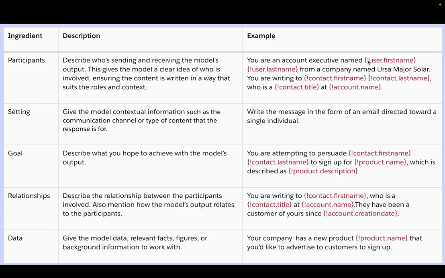Here we are using the user and contact details from the CRM data. So this way we are grounding our prompt with the CRM data, making it more reusable and accurate.